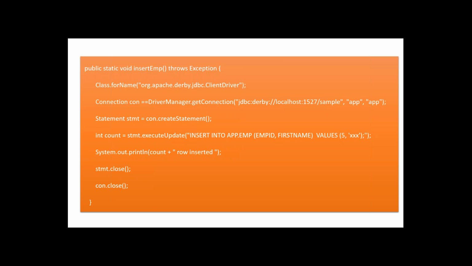Integer count will return you the number of rows that have been updated. Let's say 2 rows updated, so it will return the value 2. If 10 rows have been updated, executeUpdate will return the value 10. And that value we are storing in a variable.